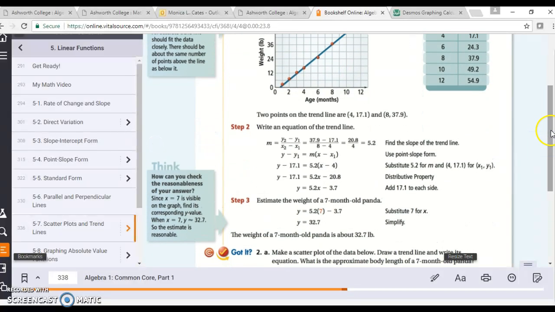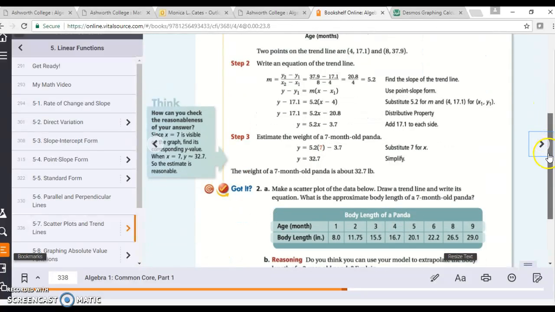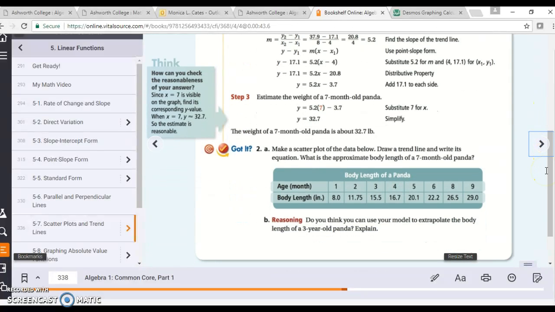And so step 3, estimate the weight of a 7-month-old panda, because they don't have it here. And so they plugged in 7 for the equation, and they got 32.7. All right, so let's do it on our own now. So if you choose different points from Miss Kate's, will your answer be different? Absolutely. Will it be around the same? It should be around the same, but it's probably going to be different.